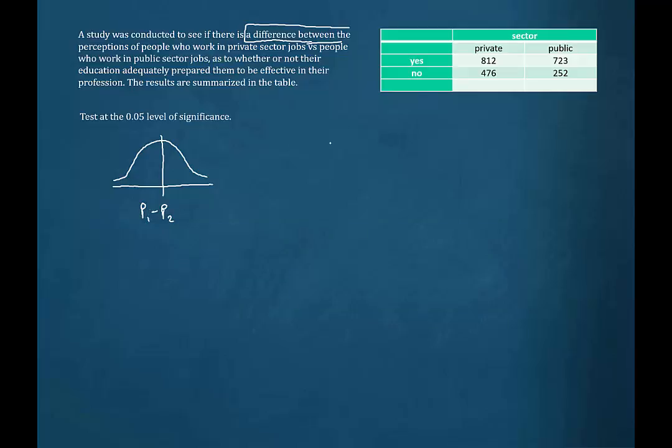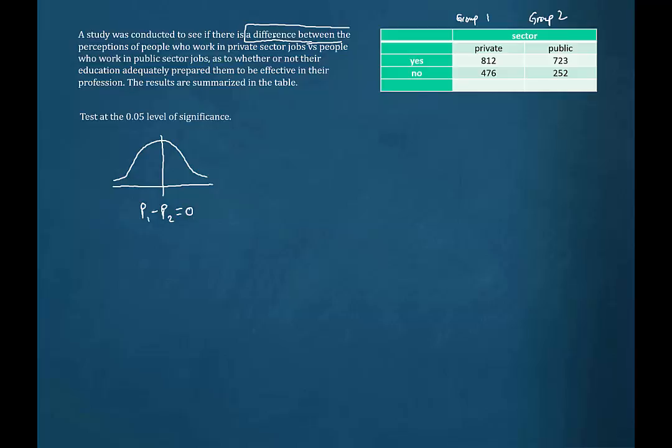So we'll say one of them is group 1, and we could do that just by saying, well, let's do the private group 1. And this is especially important when we're doing a one-tailed test. Now, this particular problem will be a two-tailed test. But when we're doing a one-tailed test, keeping the direction consistent is very important. So if there is no difference, then when we subtract the population proportions, it would just be 0. There would be no difference.